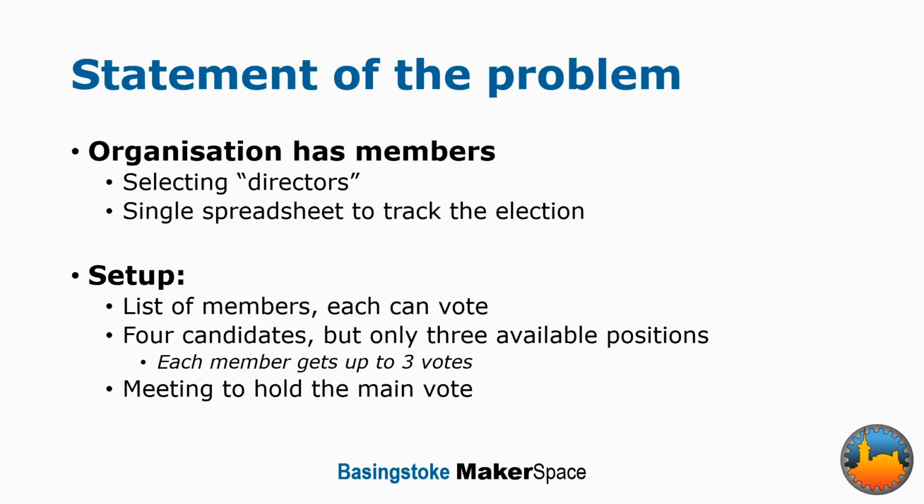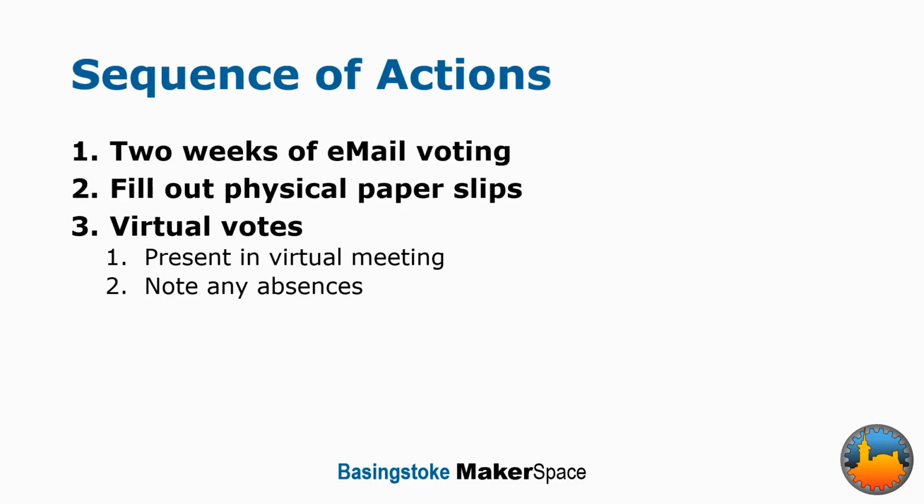Every member gets to vote, and the whole voting history has to be kept in case it needs to be checked later. Members are allowed to vote by email before the meeting. At the meeting, members who are physically present will be able to fill out voting slips, and members who attend the meeting online will be able to call in their selection.